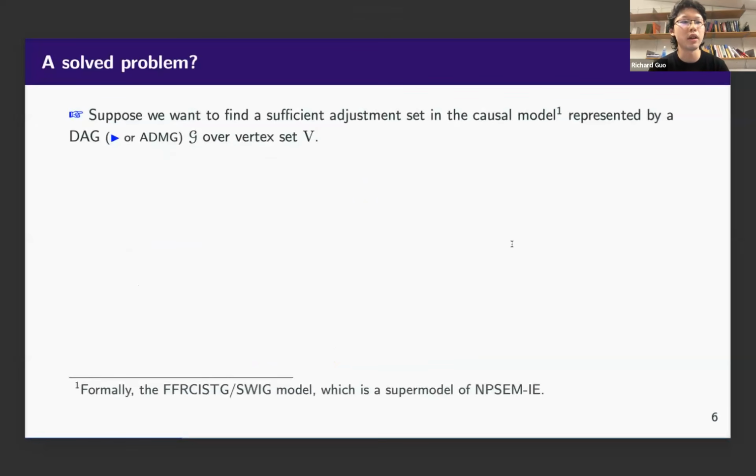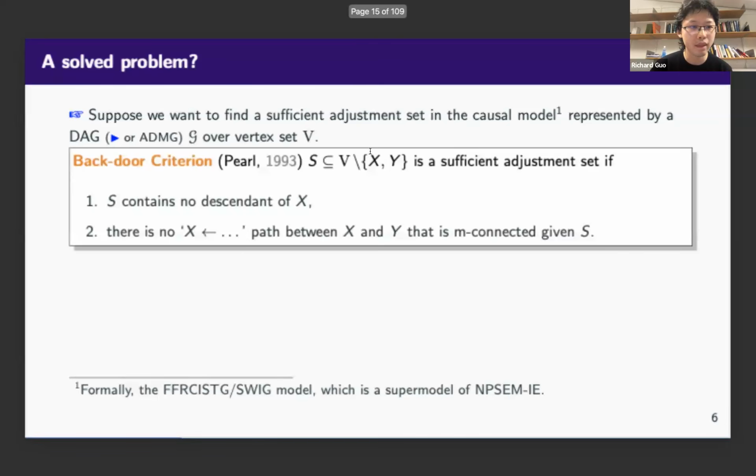Okay, so more or less, I'm going to talk about this problem in a graphical framework. Namely, I assume there is an underlying DAG that defines the causal model. You can think of the causal model as the structural equation model with independent errors defined by such a DAG model. Or actually, if you want, you can think about an even weaker model, that is the FRCISTG model associated with the underlying DAG. And I want to think about there existing such an underlying DAG that defines the causal model.